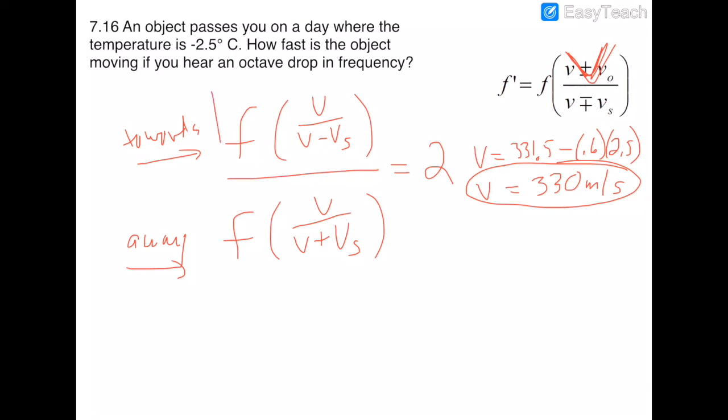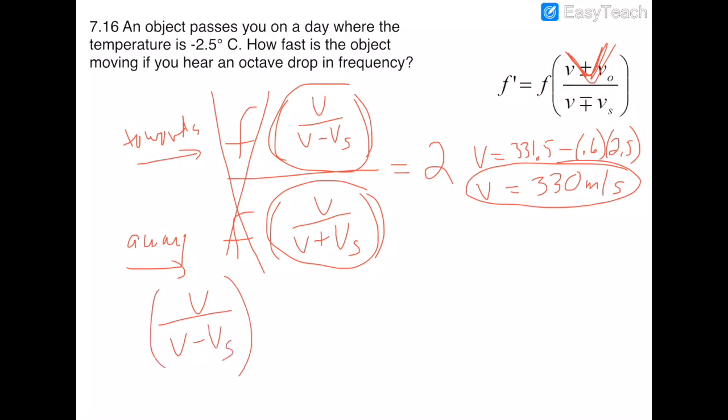These frequencies here will cancel out, see? We didn't need them. We didn't actually need to know what the actual frequency of the object is. Now, how do I take this fraction divided by this fraction? Well, I'm going to flip this fraction and multiply by the reciprocal. So I would do V over V minus Vs times V plus Vs over V, and that should equal 2. And of course, those V's will cancel out, and I would get V plus Vs over V minus Vs equals 2.